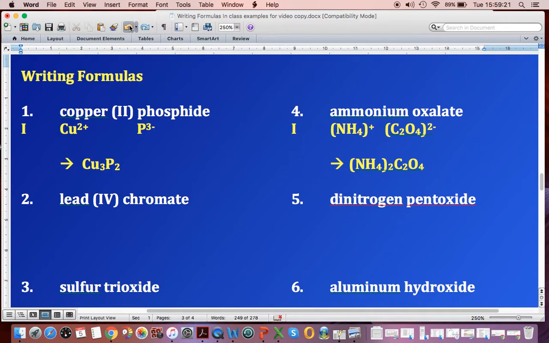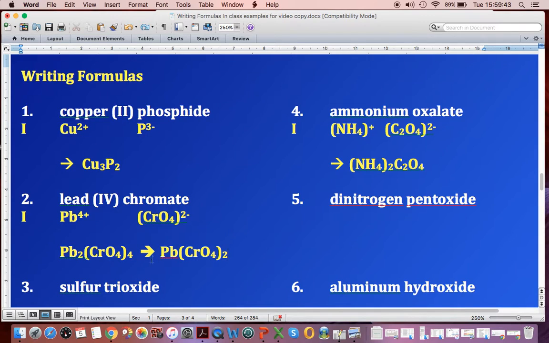High V is 4. So lead's a metal. It's got to be ionic. There's our lead 4+. There's our chromate. And we crisscross. And we say, boy, that looks pretty nice, except we have a 2 here and a 4 there. So we can divide this by 2. We can divide the 4 by 2, and we get a 1:2 ratio.